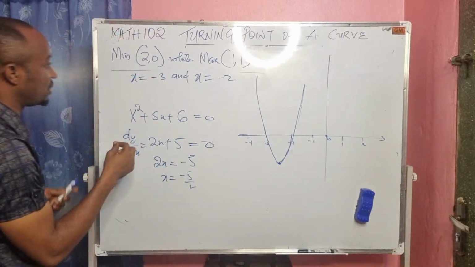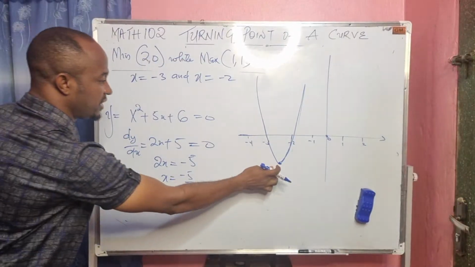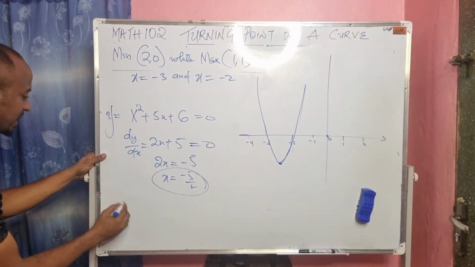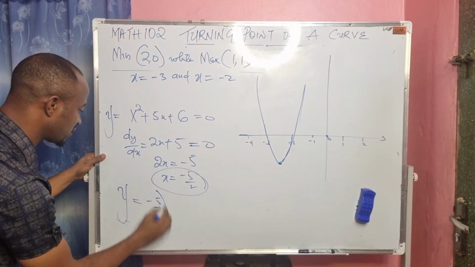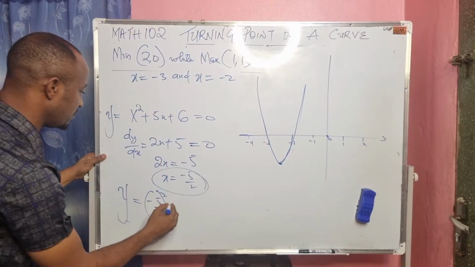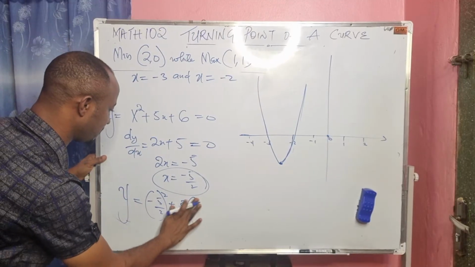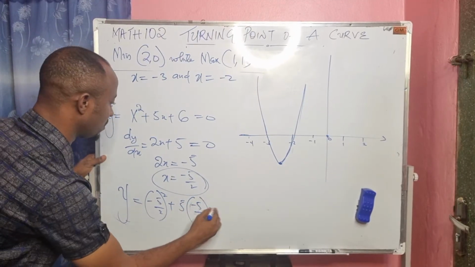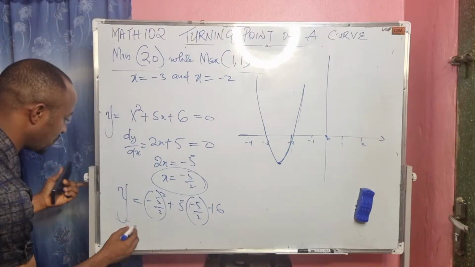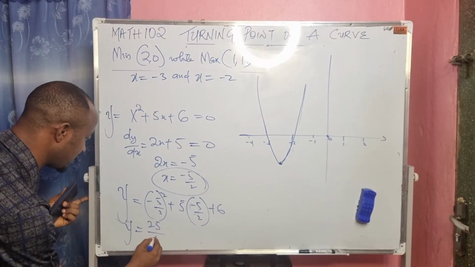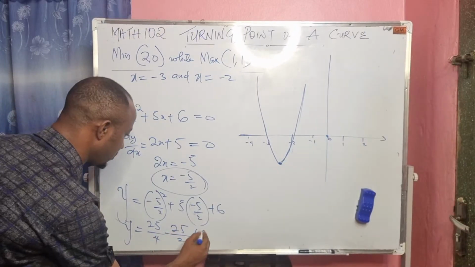But let's see. Let's find the value of our y. This is our y, right? Let's find the coordinates of this point by putting this value into y. That will give us y equals to what? Minus 5 over 2 all squared plus 5 times minus 5 over 2 plus 6. Okay. This will give us about y equals 25 over 4 minus 25 over 2 plus 6.